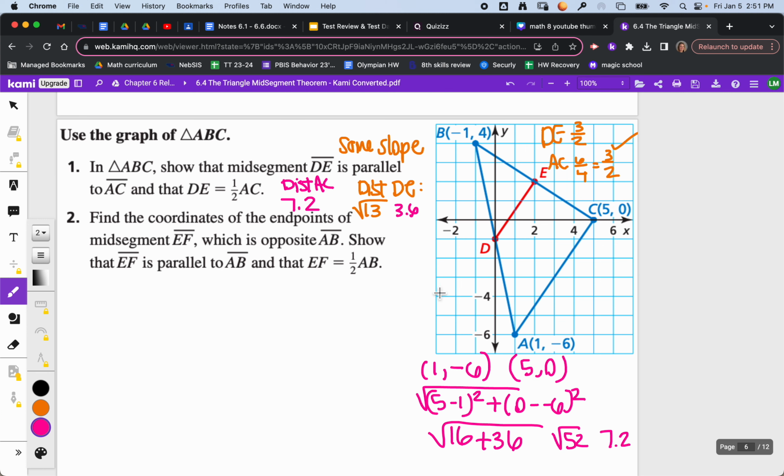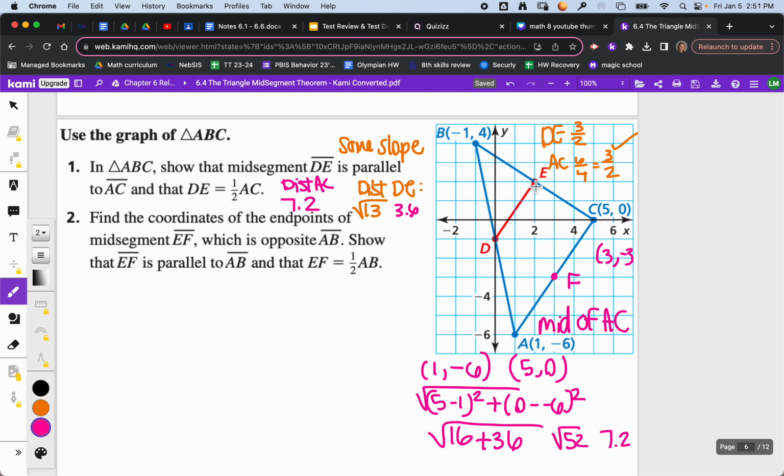So EF is not currently on our picture, but what we do want to make sure we can find is the midpoint of AC, and that's going to help us find F. So for the midpoint of AC, I'm just adding my x's together and dividing by 2, my y's together and dividing by 2. 5 plus 1 is 6. 6 divided by 2 is 3. And 0 plus -6 is -6, divided by 2 is -3. So (3, -3). So here's point F.